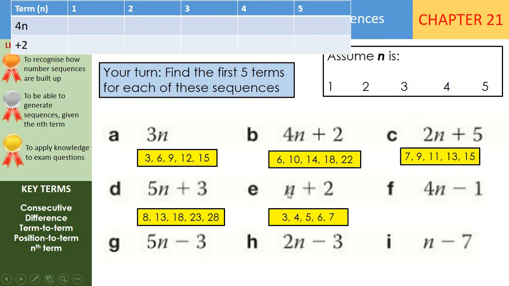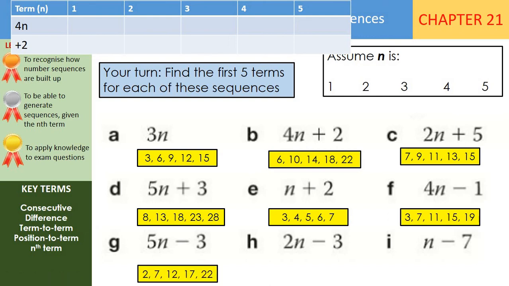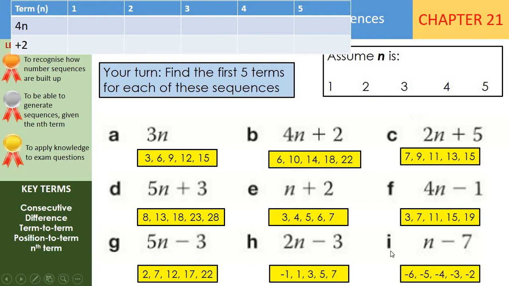And this one here, remember, if n is 1, 1 plus 2 is 3. If n is 2, 2 plus 2 is 4. If n is 3, 3 plus 2 is 5, and so on. And then we've got 3, 7, 11, 15 and 19. And then we've got G and H, and then this one here. So 1 subtract 7 is negative 6. 2 subtract 7, negative 5. 3 subtract 7, negative 4, and so on.